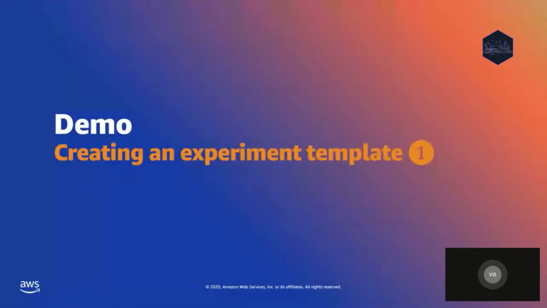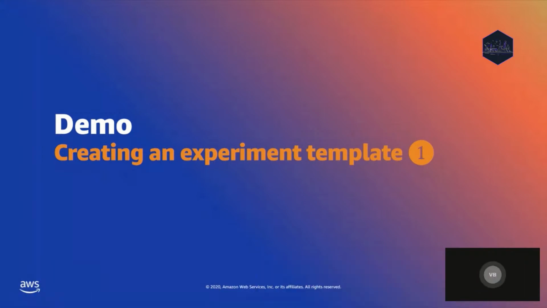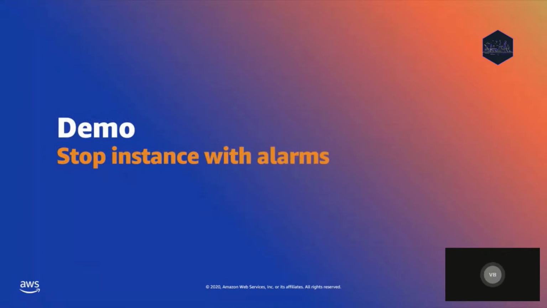Now we're going to look at the demo. Let me finish the slides before I switch over to the console, to the browsers, so that I don't need to come back here. We're going to look at 4 demos. We're going to create an experiment template using the console. That's going to be demo 1. And then demo 2, we're going to create a template using AWS CLI. Then using those templates, we will stop an instance, and then using the other template, we will stop an instance with alarms. That's where we've got those stop conditions.